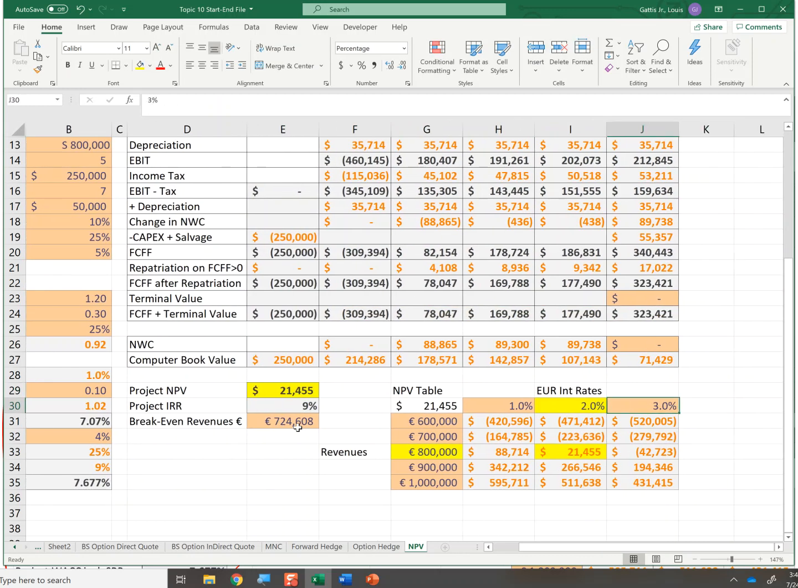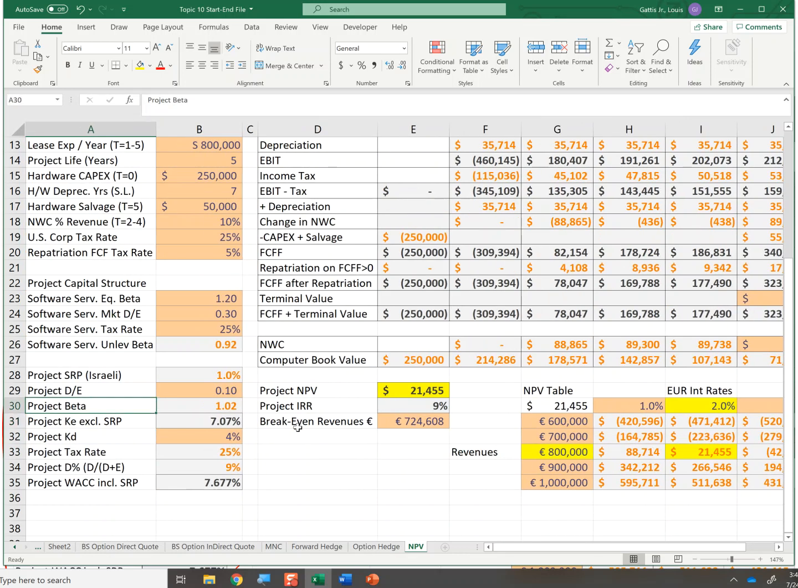And then I did a little data table, varying euro interest rates and revenues. And I see that my worst case scenario is when interest rates in the euro are higher and the euro devalues, making my revenue less, and when euro revenues are less.